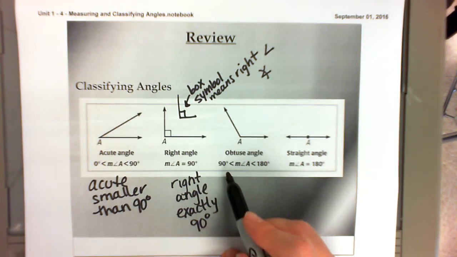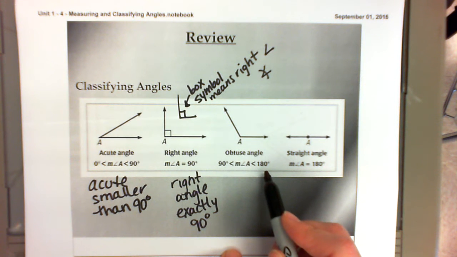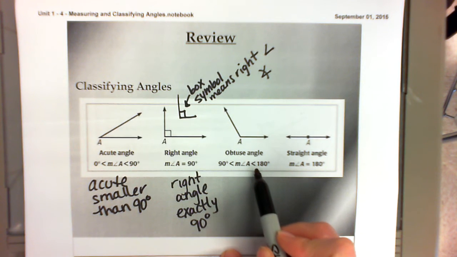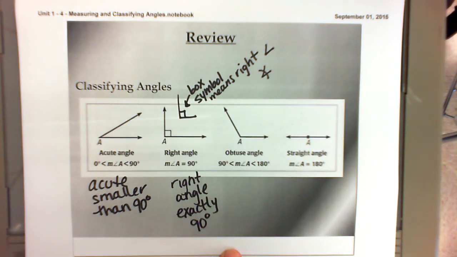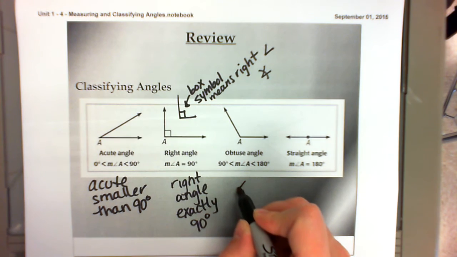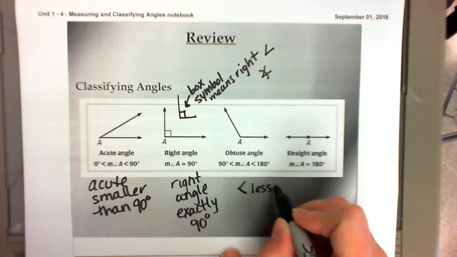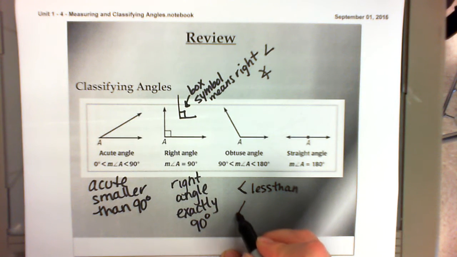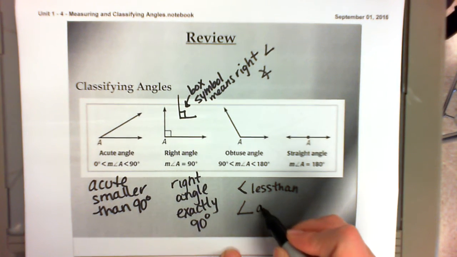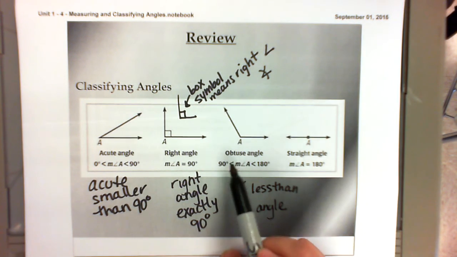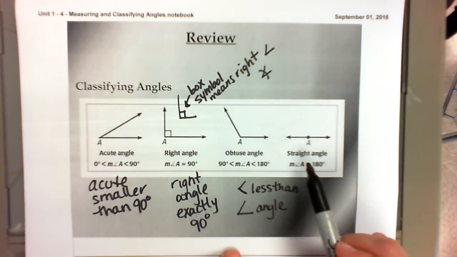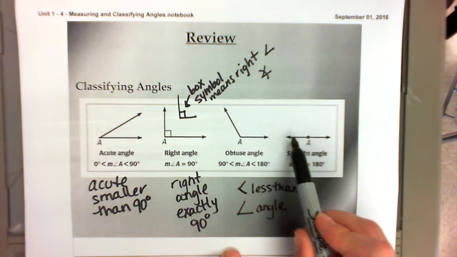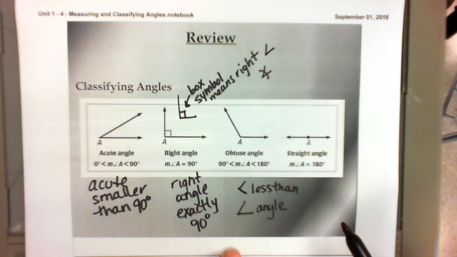Obtuse angle is bigger than 90, smaller than 180. So 90 degrees is less than the measure of angle A, which is less than 180 degrees. Notice this symbol here is less than, and the angle symbol touches the bottom. So it comes down and it touches the bottom. That's the angle symbol. So obtuse is between 90 and 180 degrees, and a straight angle is, the measure of angle A is 180 degrees. Here's an example. The measure of that angle is a straight line.